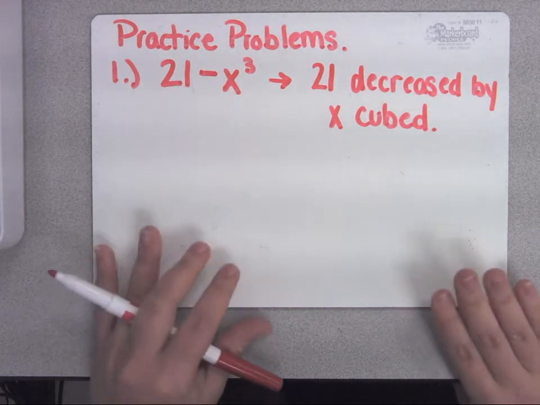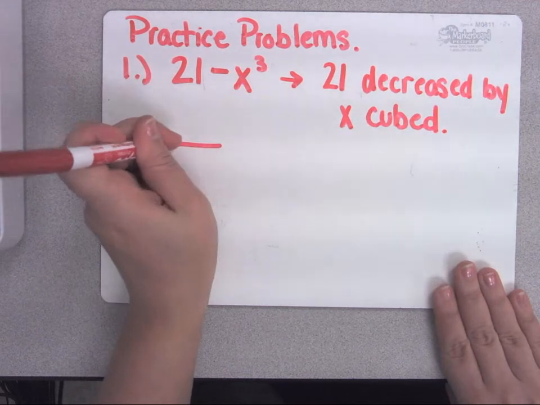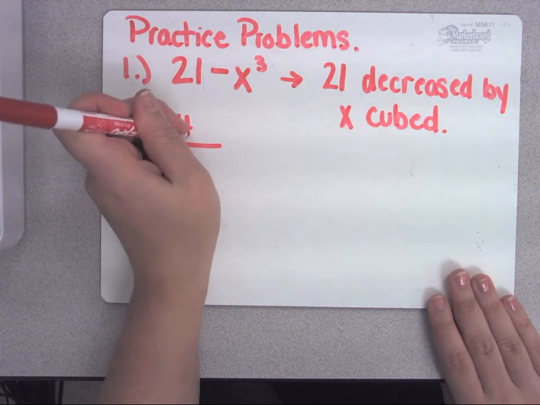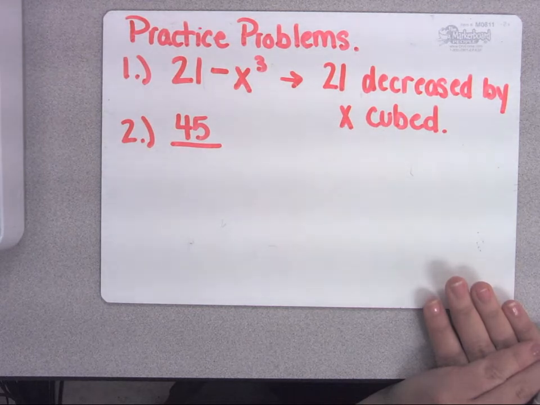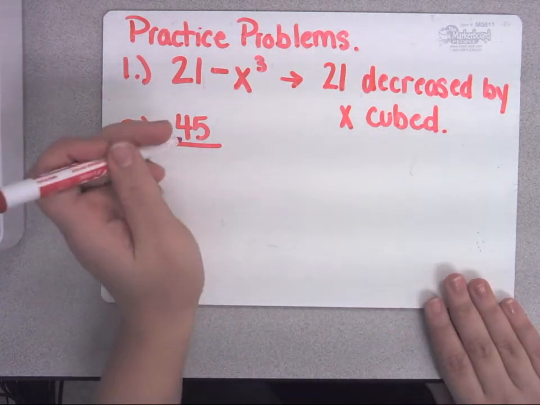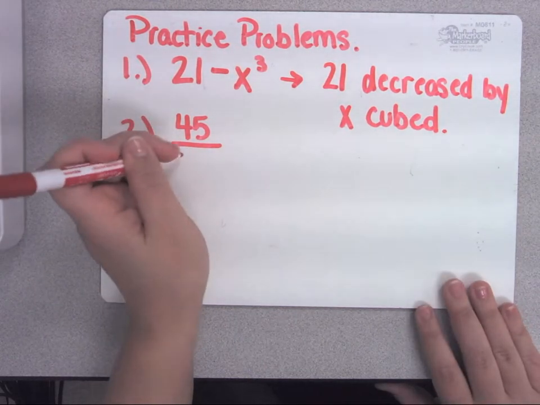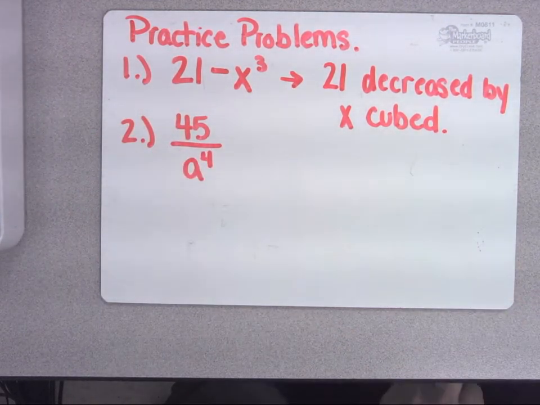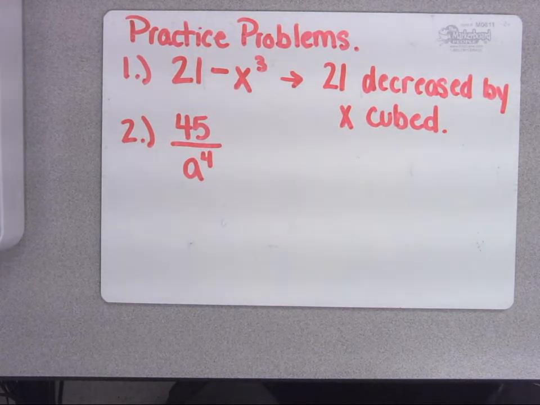Okay. How about we try another? How about this guy? You're going to have a fraction. On top, let's say your number is 45. On the bottom, let's say your answer is A with a 4 in the exponent spot. How about that one? Try that one for a couple.